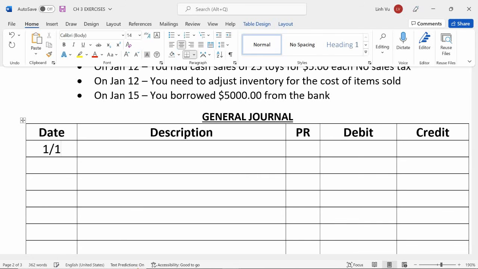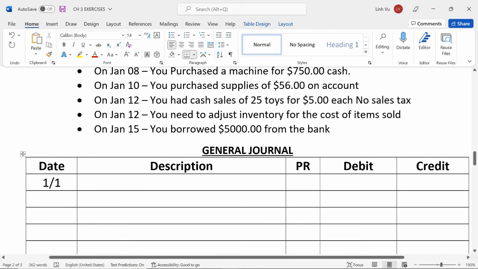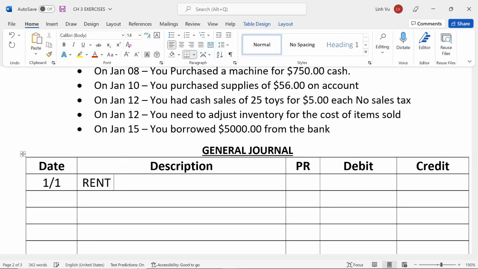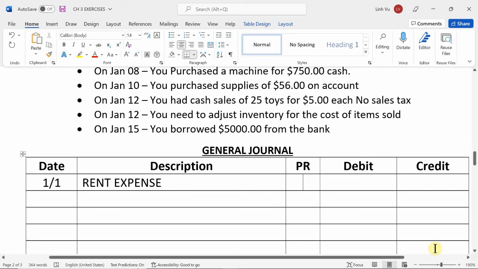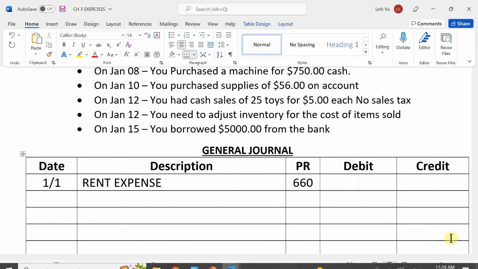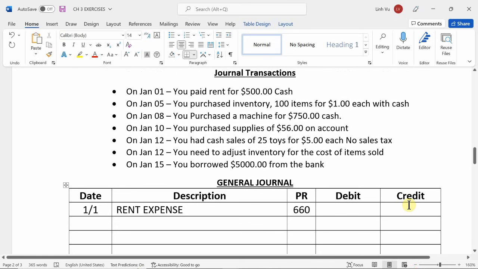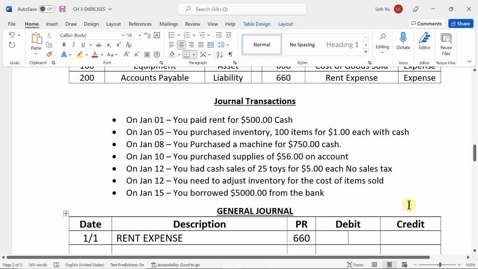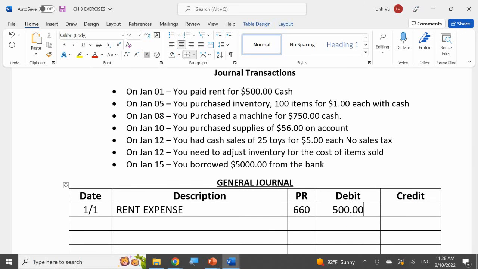So again, today is supposedly January 1st. We paid for rent, so we established that rent is going to come first, right? Because it's a debit, right? My rent expense account is account number 660. And we determined that we are going to be debiting my rent, right? By how much? How much did I pay for rent? 500. You spent $500 on rent, so therefore you used $500. Okay, that's going to be debited.